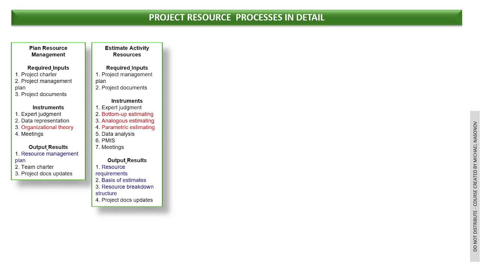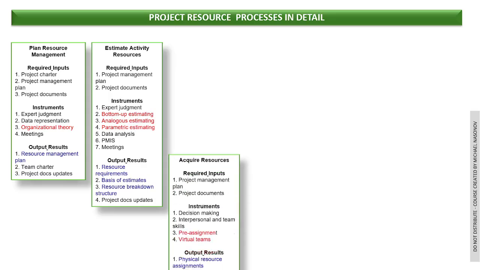Estimate activity resources. As instruments, you apply bottom-up estimating. Analogous estimating means how many resources or what kind of resources we utilized in the past for the similar project, and parametric estimating. I'd quite advise you to use expert judgment on this one. Output results, resource requirements, basis of your estimate, and resource breakdown structure, hierarchical one.